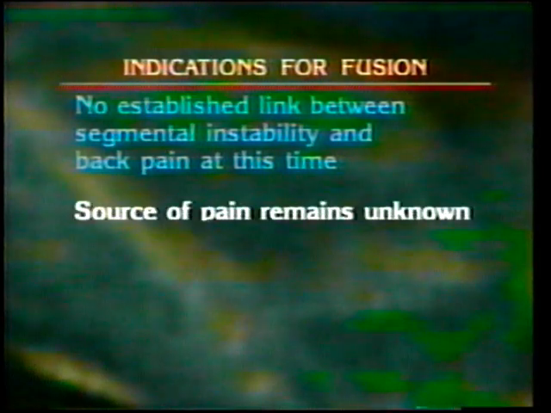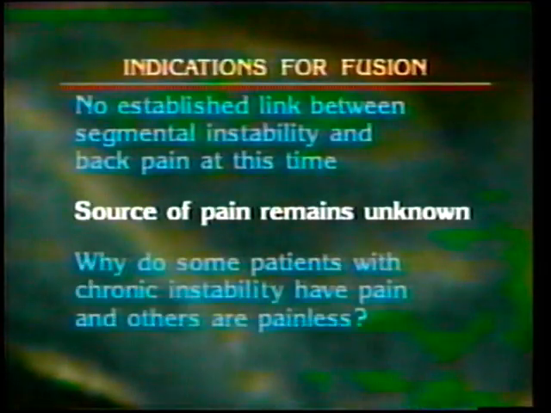We must understand that as yet, we have been unable to establish a link between segmental instability that we see radiographically and back pain. The source of the pain in these patients remains unknown. We don't know where it comes from, whether it's facets, annulus, ligaments, muscles. We just don't have the answers. The question comes up, why do some patients with chronic instability have pain, and why are others painless? The information needed to answer those questions is not yet at hand.